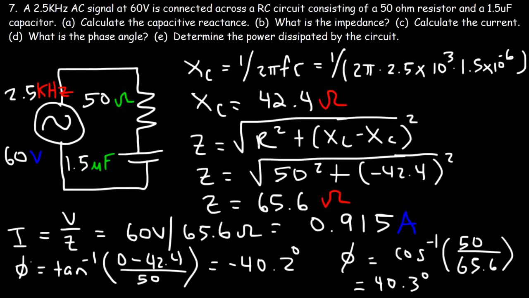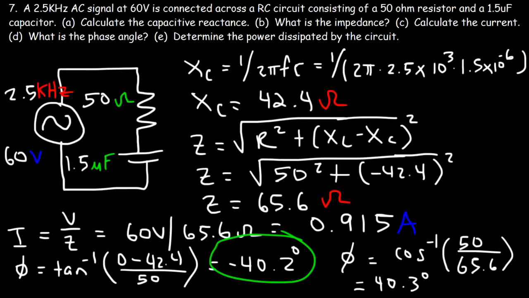So which one is correct? Is the answer negative 40 or positive 40? It turns out that the phase angle is negative for any RC circuit. For a circuit that's more capacitive than inductive, the phase angle will be negative. For an RL circuit, the phase angle should be positive. Now, let's focus on part E.